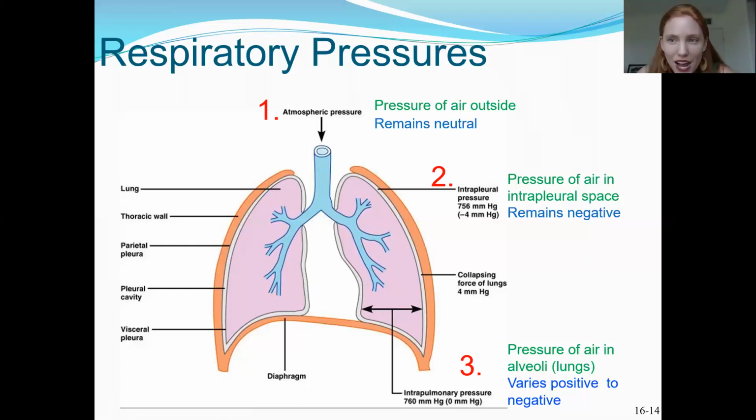Okay, but for my story I'm only going to be looking at these two. We are going to look at the intrapulmonary pressure in comparison to atmospheric pressure. We're not going to look at the intrapleural pressure because that's going to remain negative. So the atmospheric pressure is not going to change, and so we call that neutral. And then what's going to happen is the intrapulmonary pressure is going to vary between positive and negative. Positive just means above atmospheric pressure, and negative means below atmospheric pressure. That's what we're going to look at.